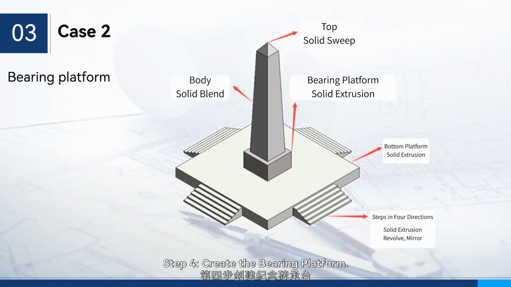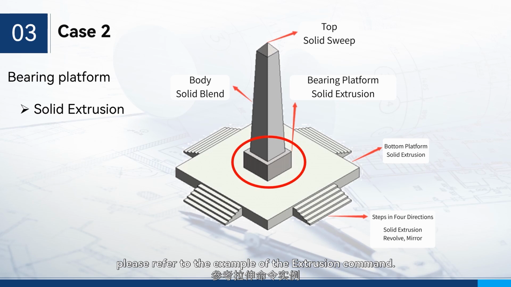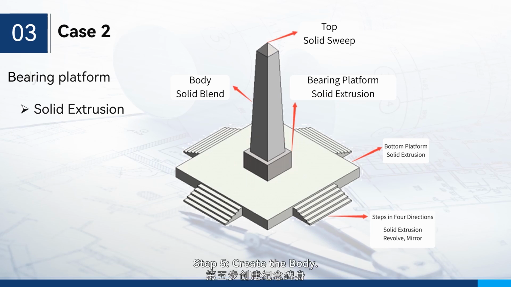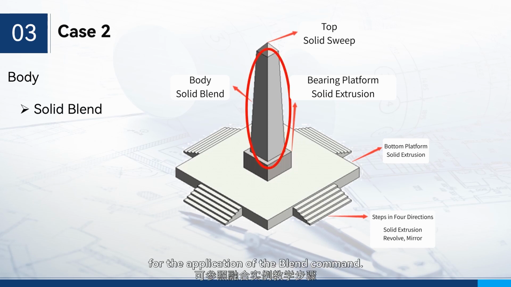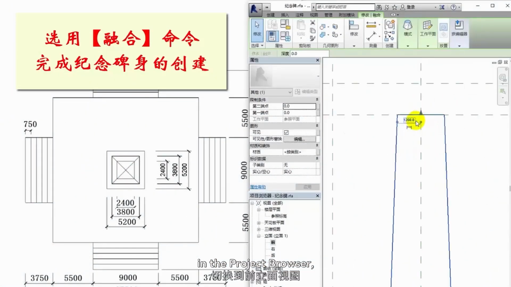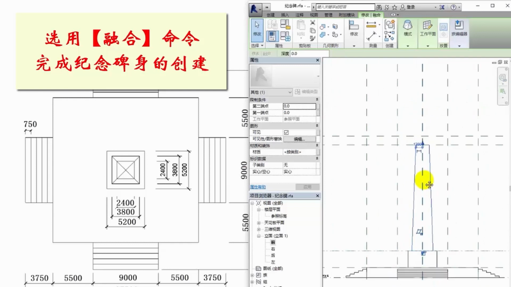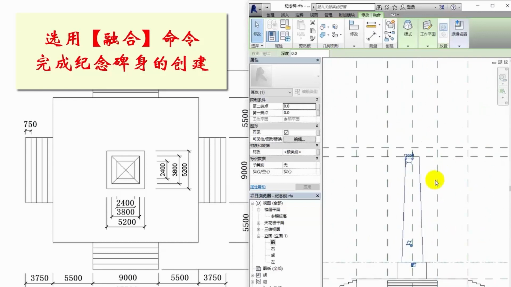Step 4. Create the bearing platform. For details about operations, please refer to the example of the extrusion command. Step 5. Create the body. Refer to the blend example tutorial for the application of the blend command. Switch to the front elevation view in the project browser and adjust the body height by extruding the shape handle arrow.